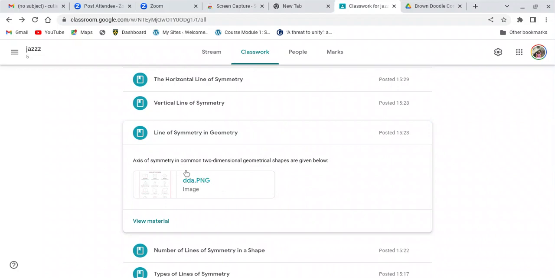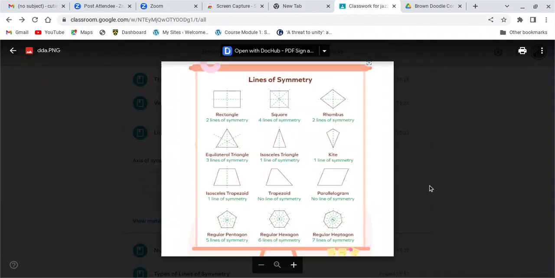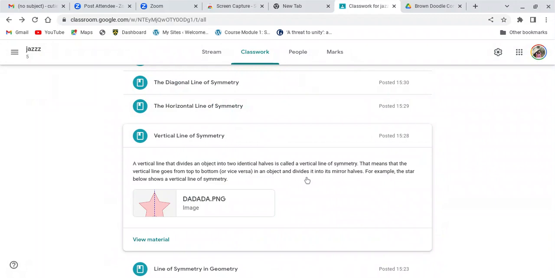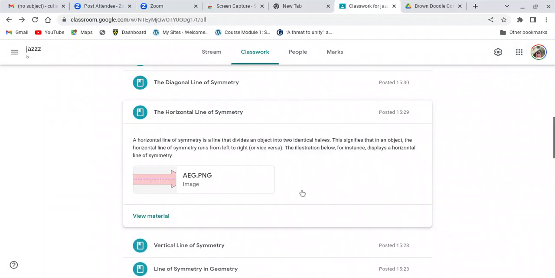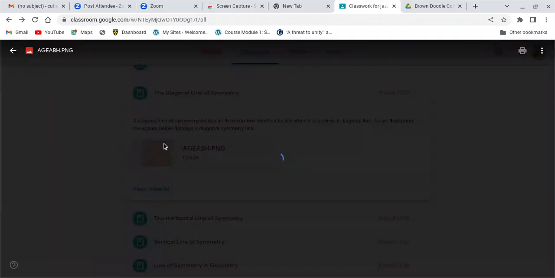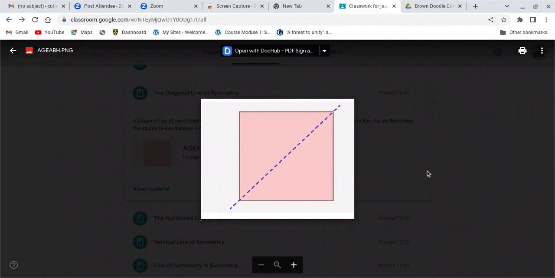Axis of symmetry is common in two-dimensional geometric shapes, as given here. So I just provide them this example, which I already presented in the figure. Then I ask about the vertical and the horizontal one, because these two things are already explained by Shivali. Then the main thing I explain here is the diagonal one.